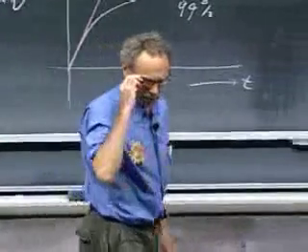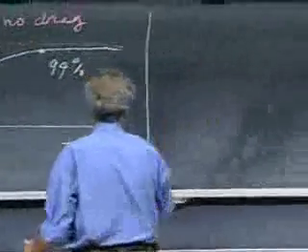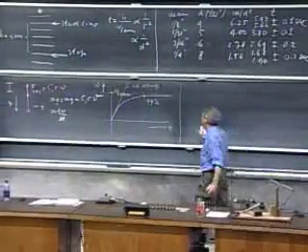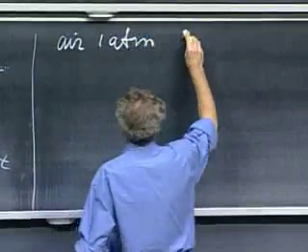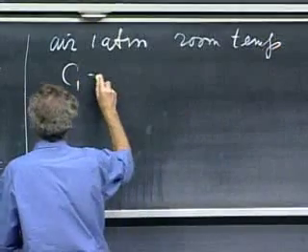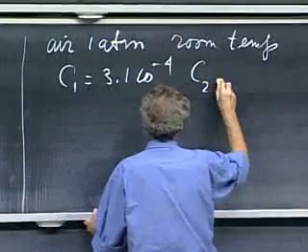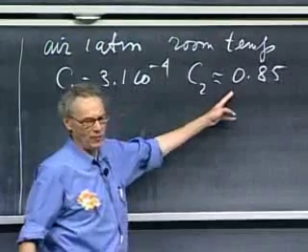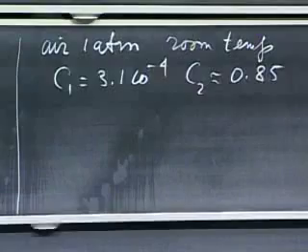So now I want to turn to air. Air, of course, behaves in an extremely different way. The principle is the same, but the values for C1 and C2 are vastly different. If we take air at 1 atmosphere, and we take it at room temperature, then C1 is about 3.1 times 10 to the minus 4 in our units, and C2 is about 0.85. This is very close to the density of air, which is about 1 kilogram per cubic meter, which I told you earlier. C2 and rho are very strongly related.